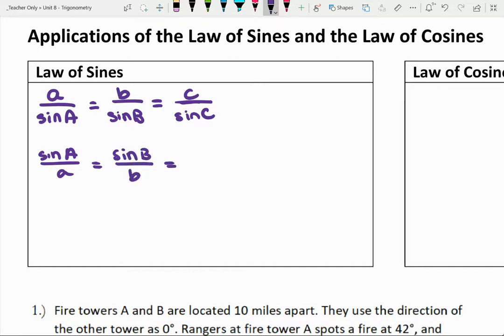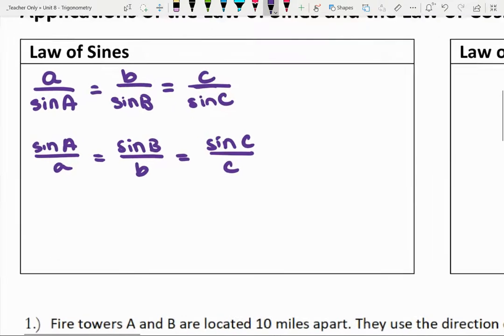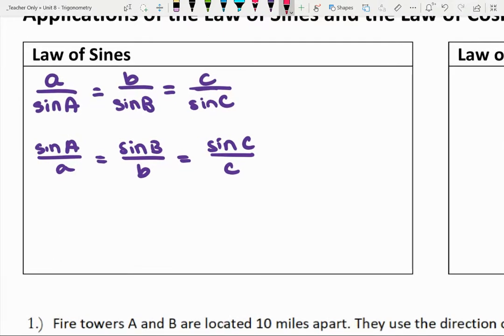Remember, we can also think of these proportions as having the sine of the angle in the numerator and the side length in the denominator. Just remember that it's got to be consistent. If you have the sine in the denominator of one, it has to be in the denominator of its equivalent proportion. So when do we use the law of sines?